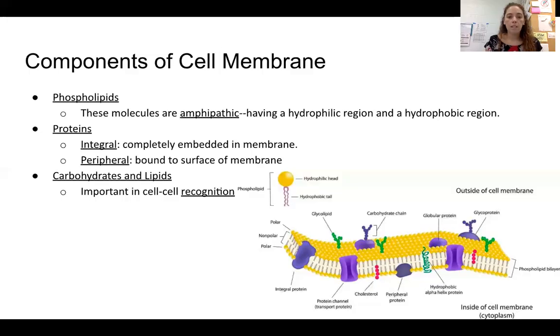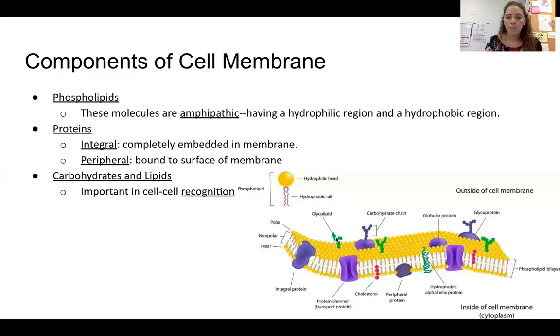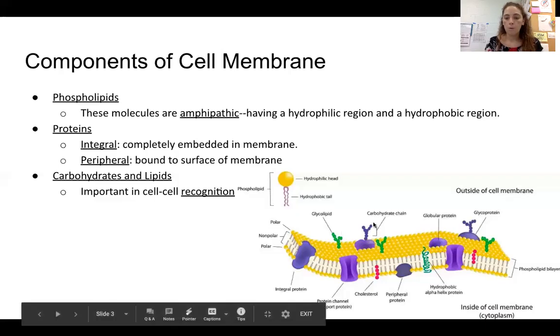Then there are also some additional carbohydrates and lipids. We're going to find these on the outside of the cell membrane. So in our picture here, we have a carbohydrate chain. And then over here we have a glycolipid. So this is a lipid that has some glucose attached to it. Here we even have a glycoprotein. Those, the carbohydrates and the glycolipids, are going to be used in cell-to-cell recognition. It's going to help cells identify one another. These will be more important when we get on to cell communication.